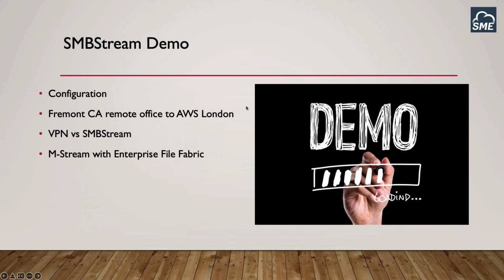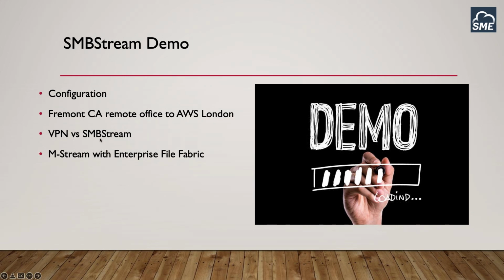So we're about halfway in, and I would like to skip to the demo. What I'm going to be showing you in the demo is how to configure this. We will be using our Fremont, California remote office location, where we actually have 3 filers set up. We're probably going to use our NetApp today.